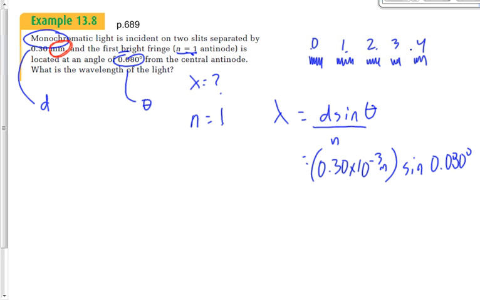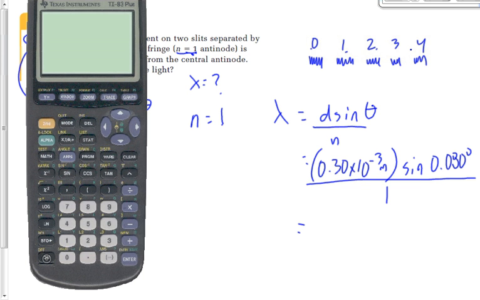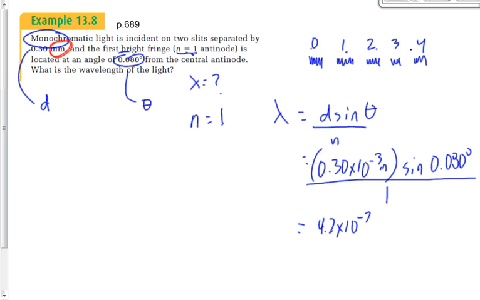We don't need to worry if theta is greater than 10 degrees or less than 10 degrees. In the end, it's way less than 10 degrees here. The second equation would be valid. But why would we bother using it when we have all the givens to fit the first equation that we know is always valid? N is equal to 1 then. So let's do the math. 0.3 times 10 to the minus 3, because we want to be in meters, times sine 0.08, divided by 1, gives me 4.2 times 10 to the minus 7 meters.